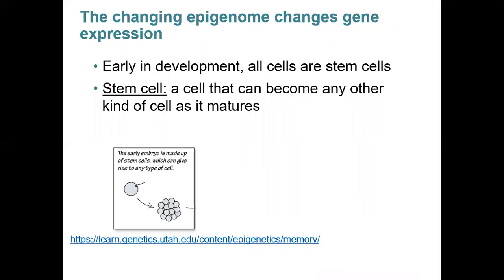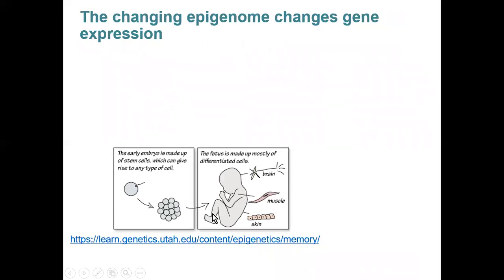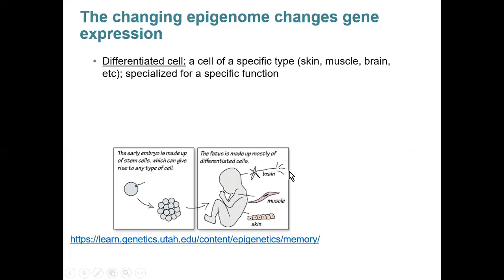Any of these cells could become a bone cell, a muscle cell, a nerve cell, any kind of cell in the human body. But as the cells continue to divide, they become different from one another. Different sets of genes are activated in different cells, and this makes them differentiated cells. A differentiated cell is a cell of a specific type. Basically, a cell that's not a stem cell. It's been specialized for a specific function.